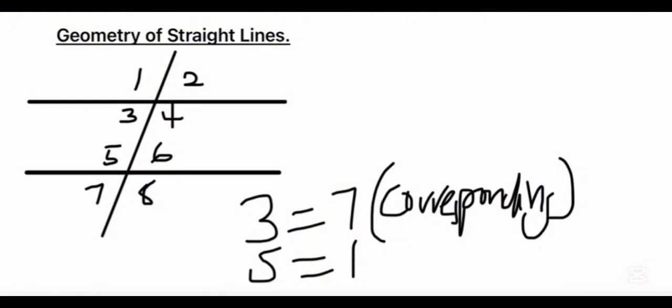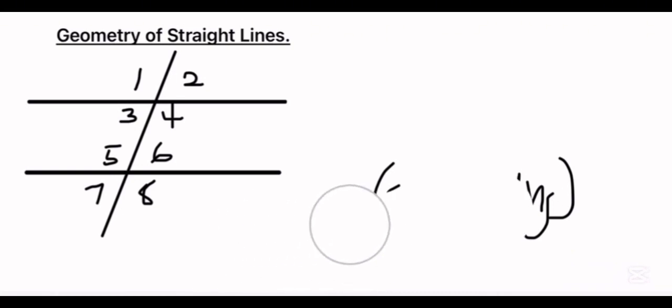Same thing as angle 8 and angle 4. Angle 8 is equal to angle 4 because they are corresponding angles. And also angle 2 is equal to angle 6 because they are corresponding angles.